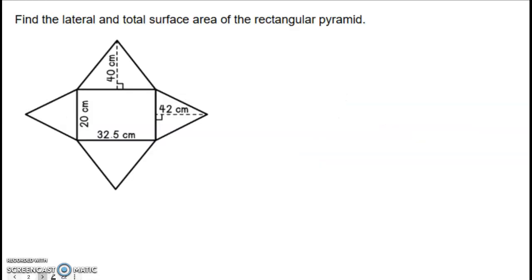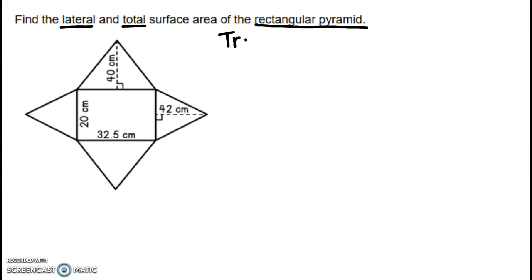So looking at our first example here, they tell us find the lateral and total surface area of the rectangular pyramid. So if you recall from whenever we learned about the surface area of prisms, lateral surface area is without the base. Total surface area is including the base. So we know this is a rectangular pyramid, so that means this rectangle in the middle of my shape is the base. So for the lateral surface area, I want everything that's not that rectangle in the middle. So that's going to be my triangles.